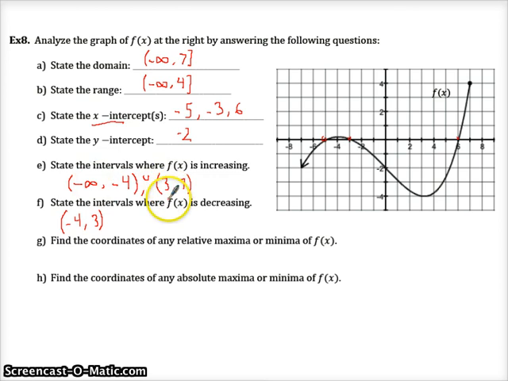If I do it this way, it seems like I'm doing one great big interval. Here there's only one interval. It's just decreasing from -4 to 3. And again, we're talking about the x values from -4 to 3. The y is decreasing. That's what that means when they ask that.